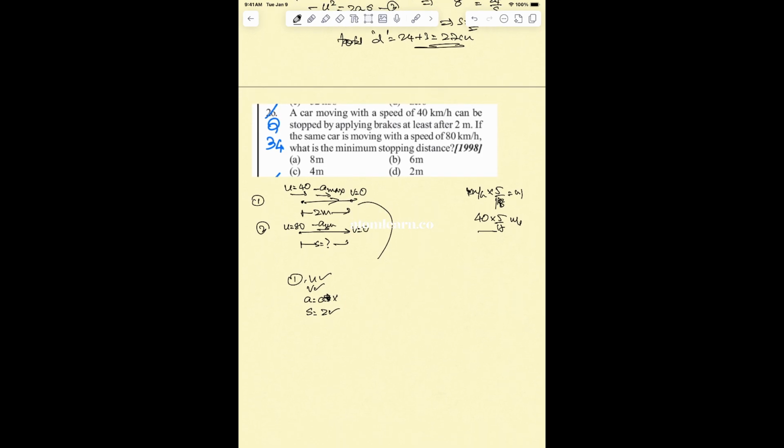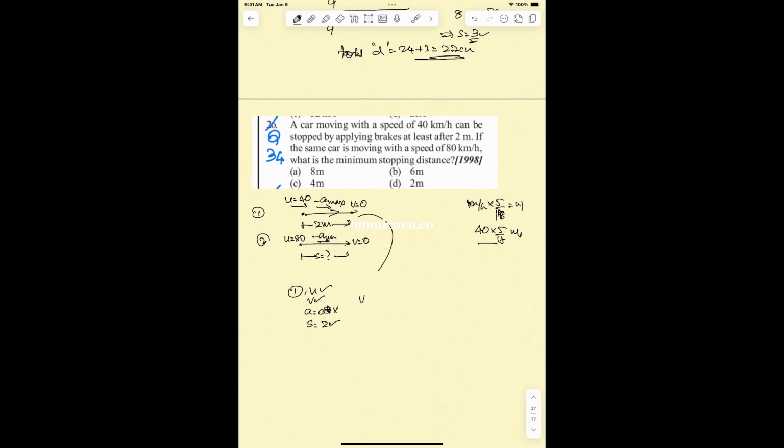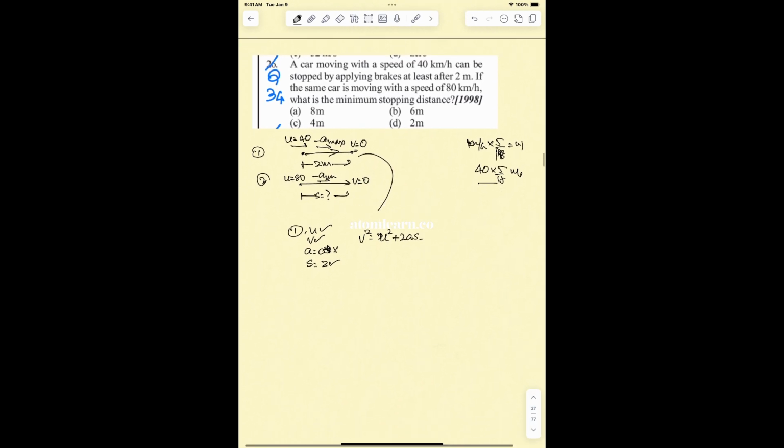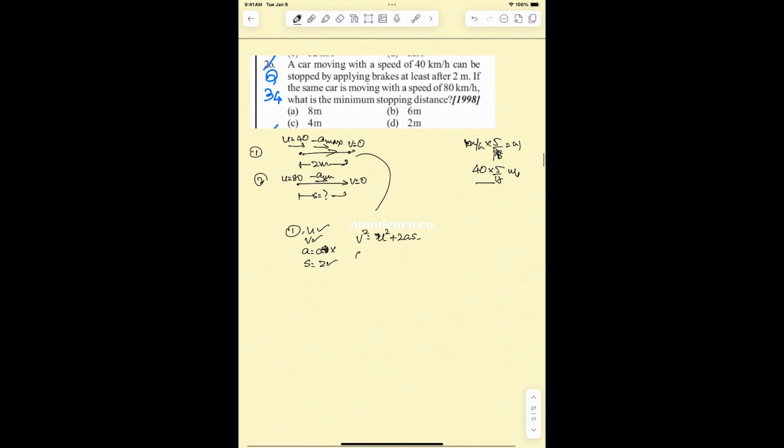And then again, what is the equation which is common for this? Using these 4 variables, V squared equal to U squared plus 2AS is the equation to be applied. In this case, 0 squared equal to 40 squared plus 2 into A unknown, let's call it A max is A, which of course is negative A, and then S is 2 meters. This is the first equation.